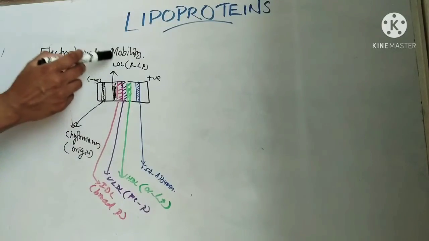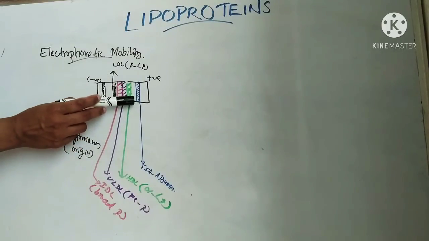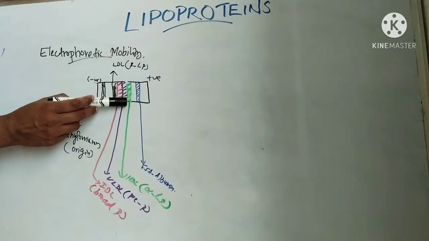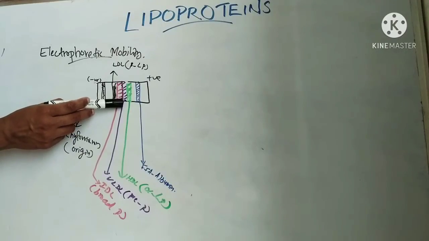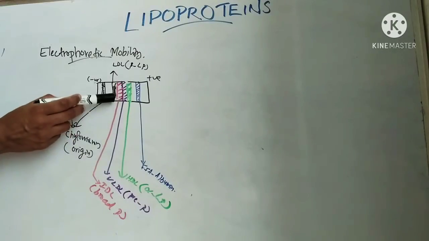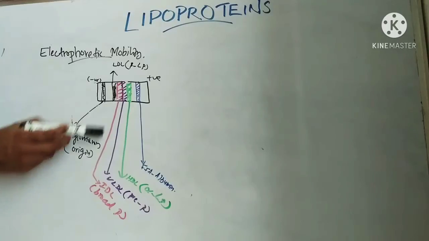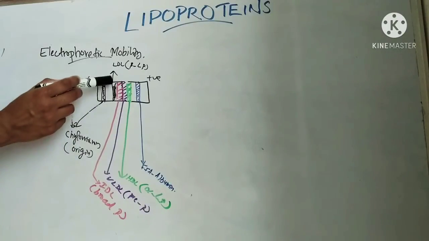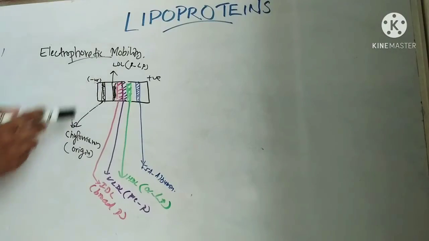So based on electrophoretic mobility, here it is free fatty acid albumin. Next will come HDL, then VLDL. HDL is alpha lipoprotein, VLDL is pre-beta lipoprotein. Then comes IDL, that is intermediate density lipoprotein, that is broad beta. Then LDL, that is beta lipoprotein.